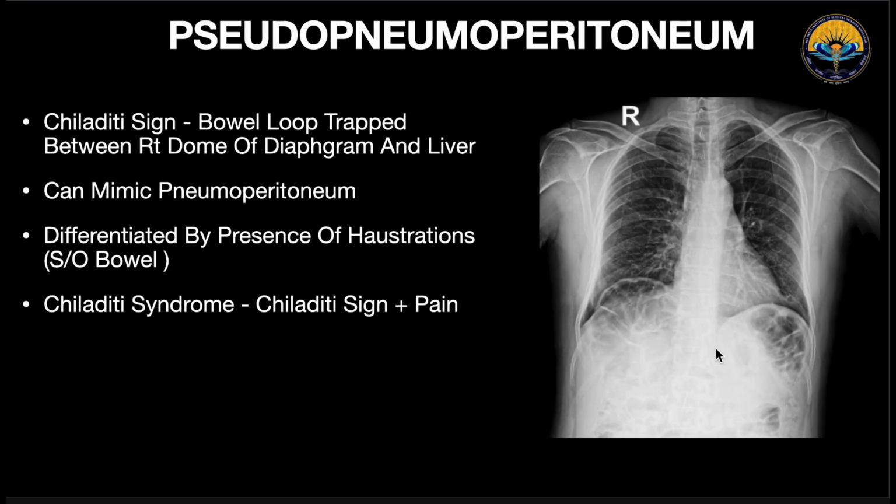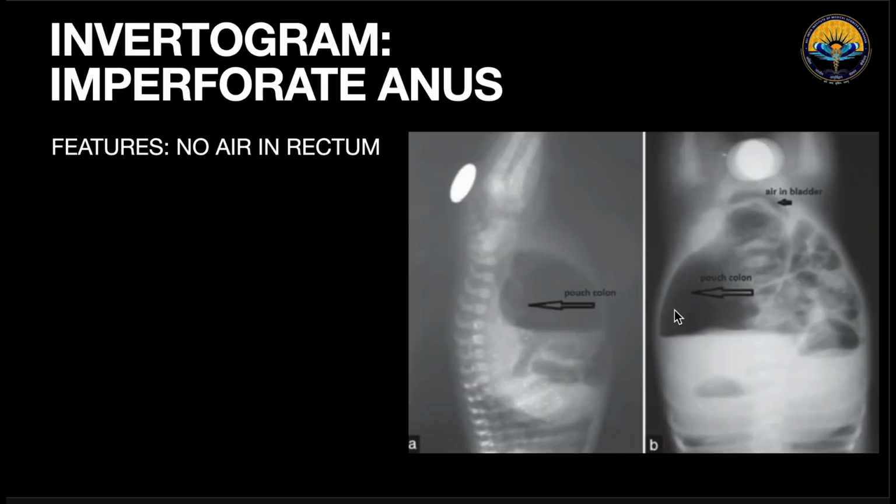Next is pseudo-pneumoperitoneum, also called Chilaiditi sign. If we see this X-ray, we would think the patient has pneumoperitoneum because we can see some air here, but we should know that this is not air, but bowel, which is trapped between the diaphragm and the liver. We can say that this is bowel because we can see haustrations, which suggest that this is colon that got trapped here. So this is Chilaiditi sign, and it can mimic pneumoperitoneum.